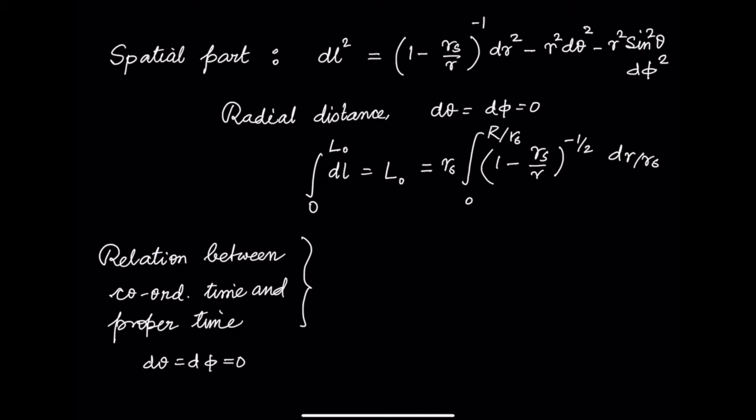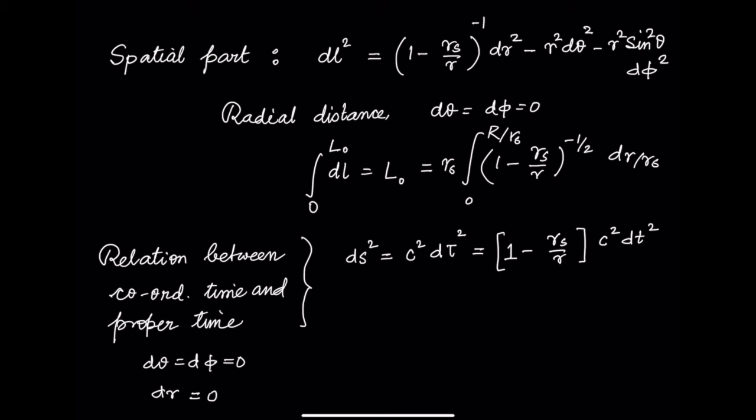So what will I get? Well, ds square is c square d tau square, where tau is the proper time, which is now equal to 1 minus rs by r. Obviously, when you are measuring the time interval, you should measure at the same point. So dr is also equal to 0. So it's a time-like interval.